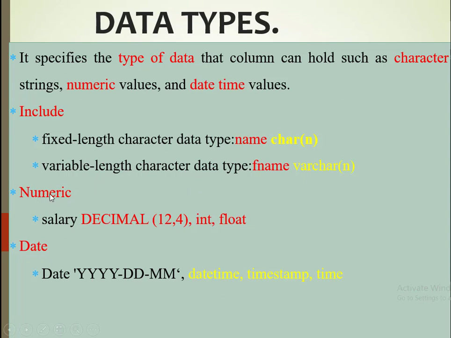The next one is numerics. Numeric could involve either decimal, integer, or a float. A decimal will indicate the number of values as well as the number of decimal places. So for instance, here it's indicating a salary can accommodate up to 12 digits and up to 4 decimal places.